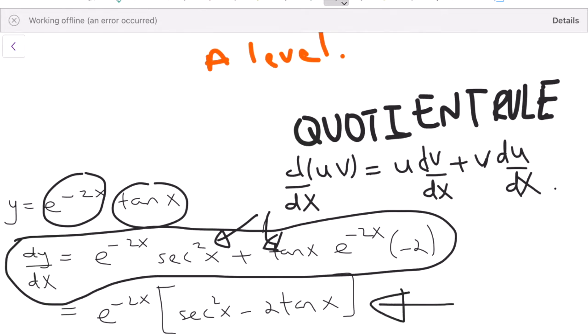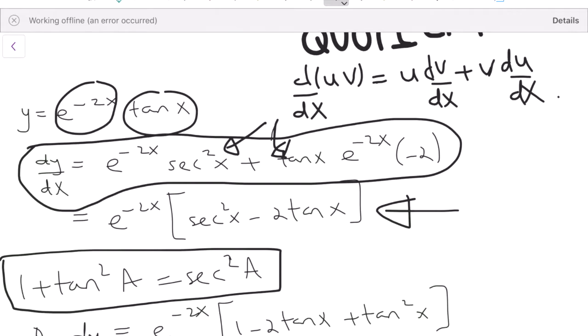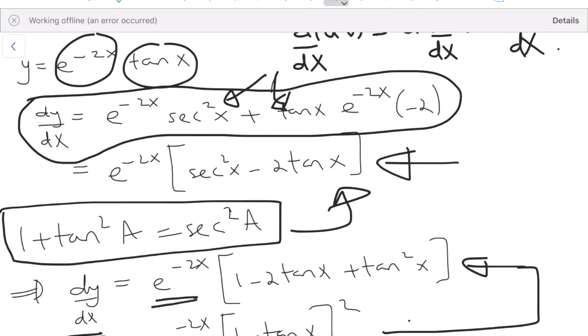Now, we know that we need a quadratic in tan of x, so we can use the identity, which, if you practice enough, should be memorized, that 1 plus tan squared of a is sec squared of a. So plugging that in gives dy by dx equals e to the minus 2x, 1 minus 2 tan of x plus tan squared of x. And now you can factorize this, because this is just equal to this.